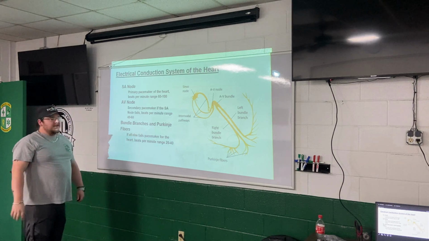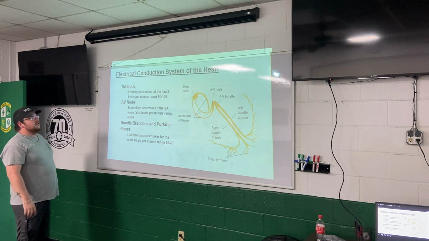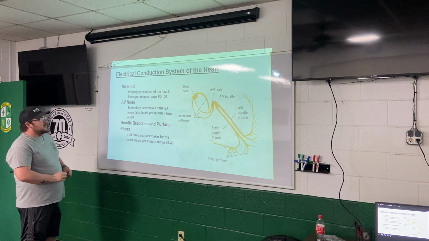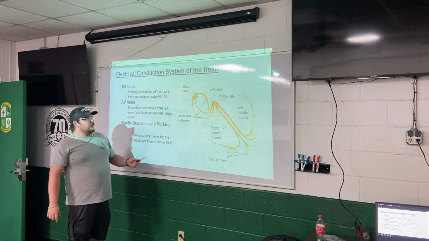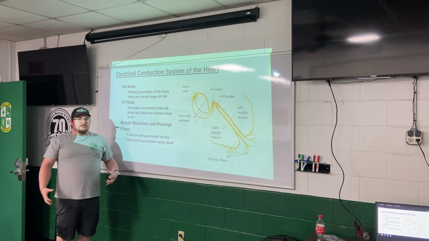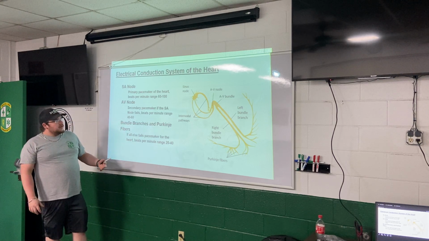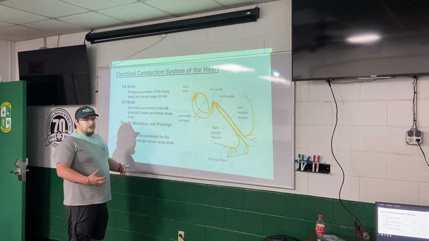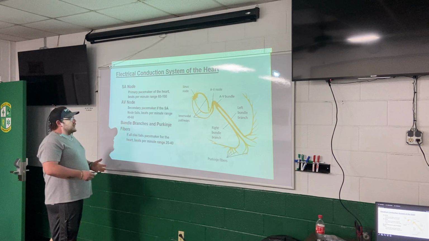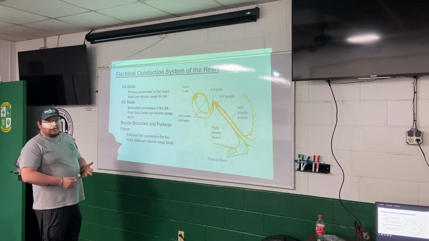All right, now that we got the mechanical system out of the way, let's talk about the electrical conduction system. The electrical conduction system is going to be a bundle of nerve fibers that go around your heart that do exactly what they say. They have their own impulse to create an electrical conduction for your heart to beat. The conduction and the mechanical system have to work together for the heart to beat.